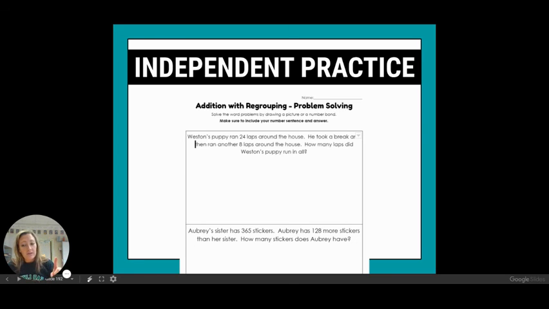So make sure, even if you're drawing the picture, I still want to see that number sentence, and then obviously also your answer. And when you're doing regrouping, please make sure that I see where you've regrouped so that I know you're doing it correctly. And then when you finish this, please go ahead and submit it in Edgenuity.